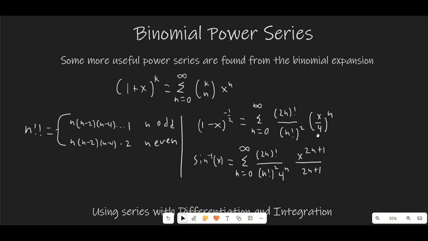So these series right here look really nasty, but essentially they just come from plugging in k equals negative 1 half and replacing x with negative x in the binomial series here, and then simplifying this k choose n where k is negative 1 half. And then this inverse sine series just comes from integrating this one once you replace x with x squared. So for these two, I would say you definitely don't have to memorize them, but know that when you see this pattern of 2n factorial over n factorial squared and 4 to the n on the bottom, you're probably going to have to use one of these two series, and you can go look them up.